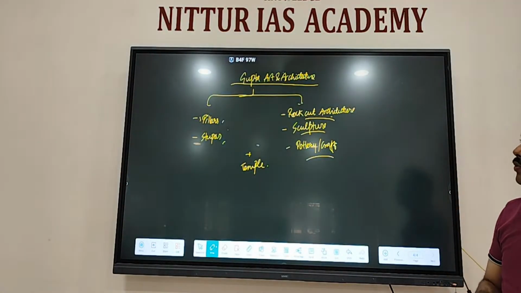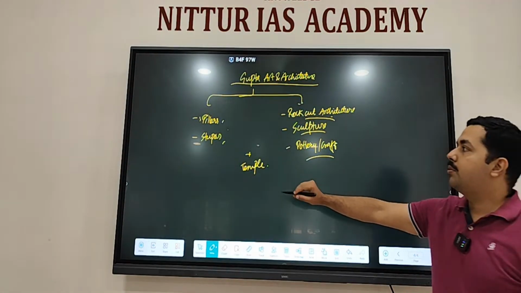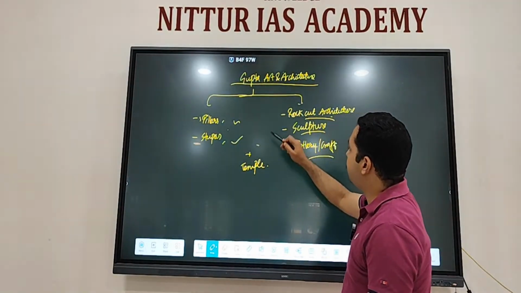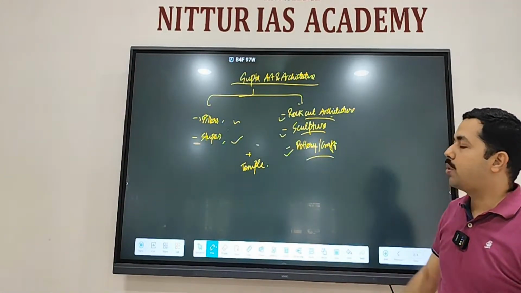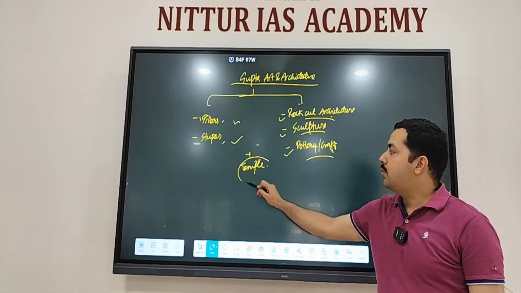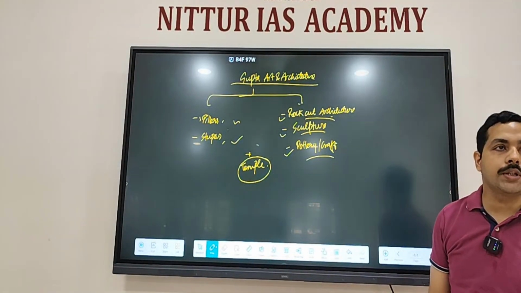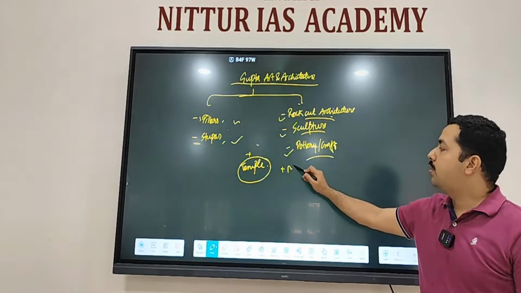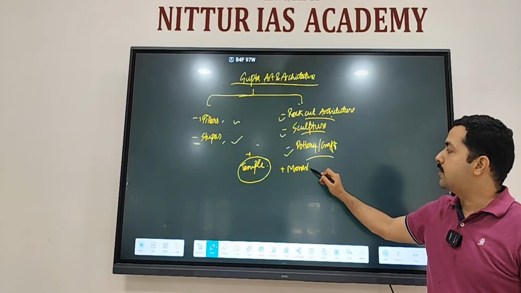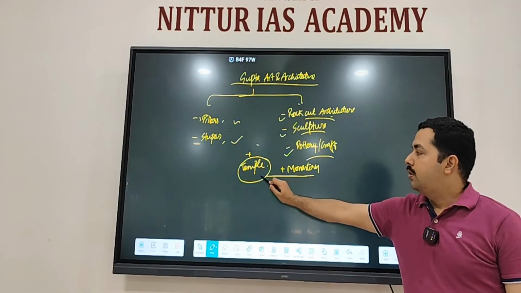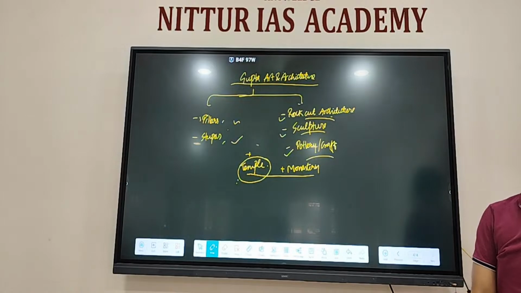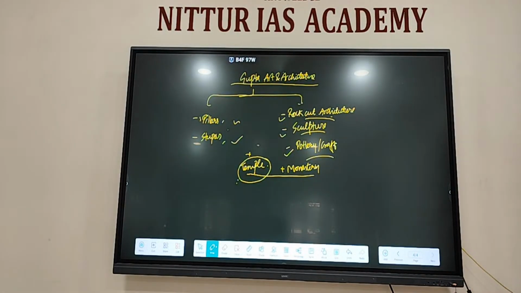Now, in the case of the Guptas, all these features are continuing: pillars, stupas, rock cut architecture, sculptures, potteries, and craft. You will also see the development of temples and the development of monasteries. You will see the addition of temples and the addition of monasteries. These changes are coming during the Gupta period.